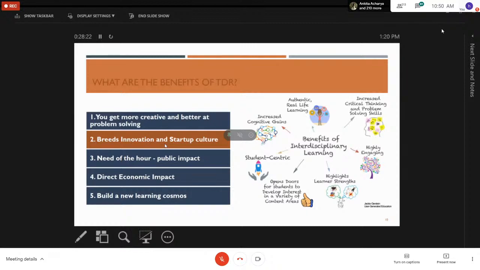And the transdisciplinary research also heavily impacts public health and also public policies. So your CV actually looks good if you are looking for public policy related jobs, if you have transdisciplinary research. And transdisciplinary research boosts economic impact as well. And it opens doors for you to be better at new learning paradigms. So you will be creating a new learning cosmos actually by doing transdisciplinary research.